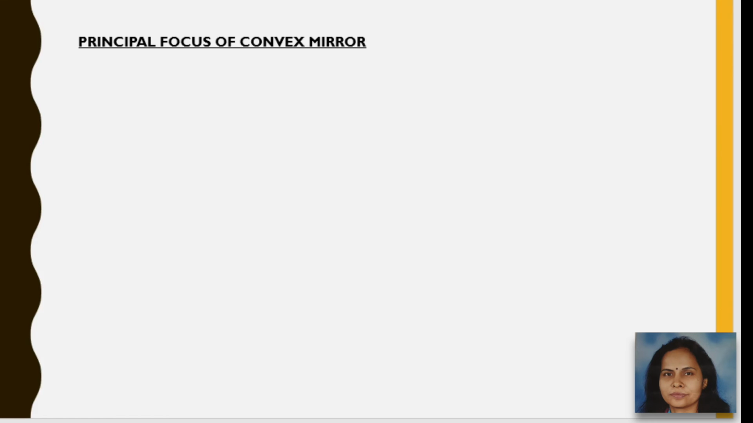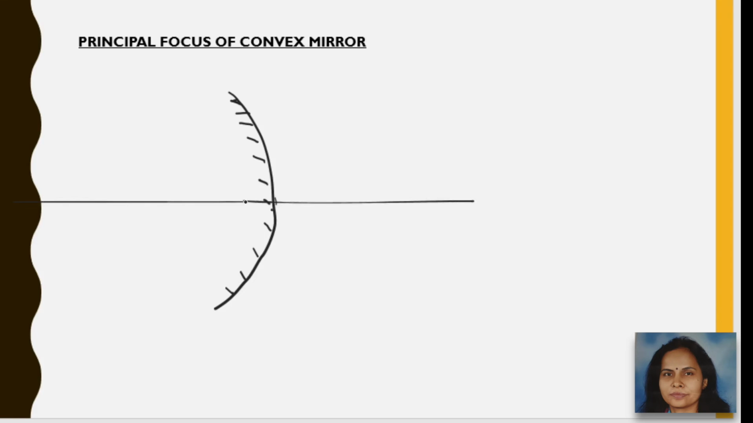So for convex mirror, since it is curved outward, I am making it this side. This is the non-reflecting surface, and this one is the reflecting surface, so it's a convex mirror. Now we have to draw the principal axis at the midpoint of the aperture. So draw the principal axis here. Since the principal axis is an imaginary line, I can extend it on both sides, right?